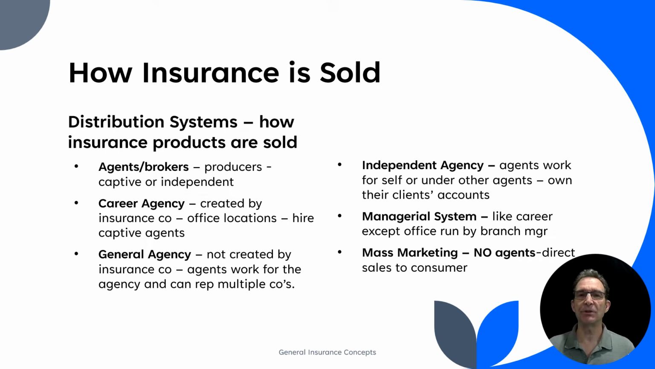Now, a managerial system is another distribution system. It's like the career, except the office is run by a branch manager. So it's set up as a kind of managerial system, again created by an insurance company. Rather than having a local agent run it, they create a manager. So they have a management system who reports up into that insurance company.